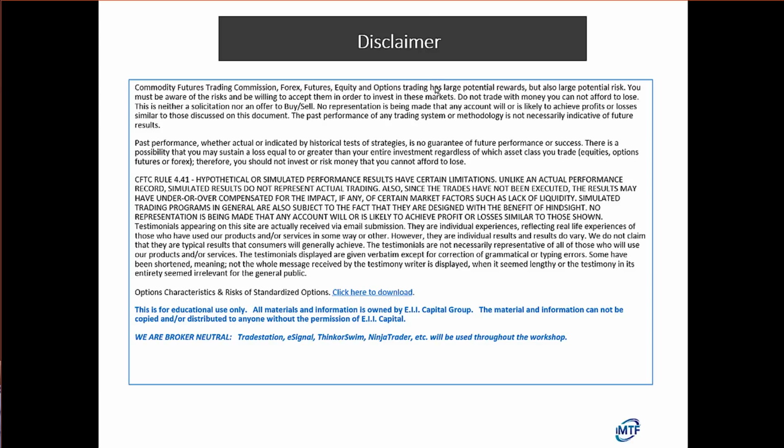As we mentioned, Ichimoku is a standard indicator that should be available for all the charting and broker platforms out there.